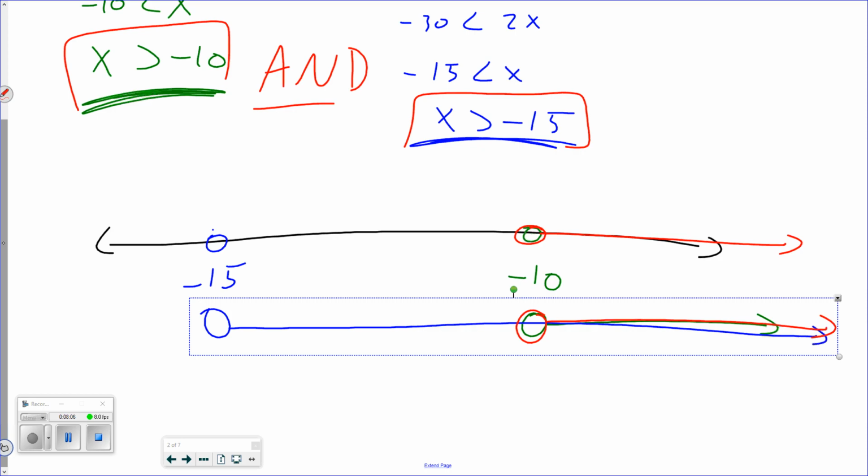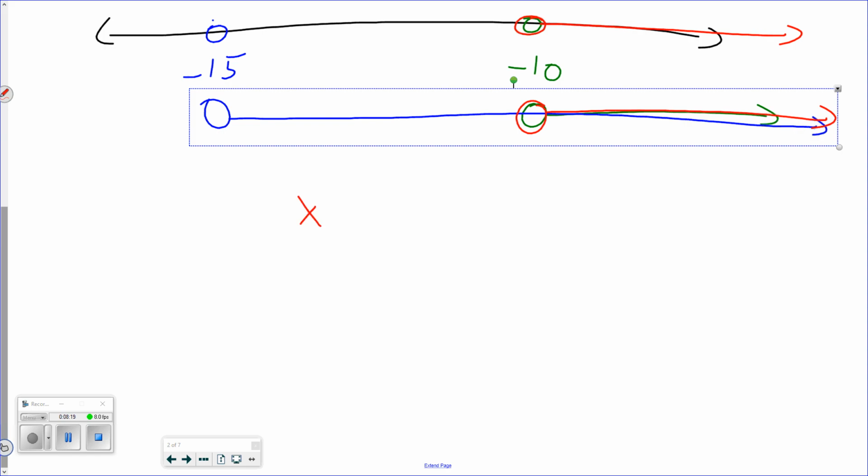"And"s are very picky. You need both of them to work. I suggest drawing a rough sketch and seeing where they overlap, because that overlap is where your final answer is going to be. So in this case, it's from negative 10 to infinity. So from negative 10 to infinity is just another way to say x is greater than negative 10. And that's actually what your answer is going to be. X is greater than negative 10.